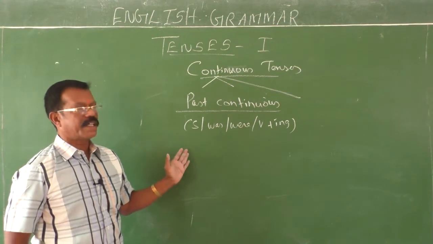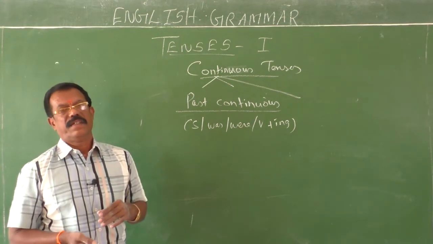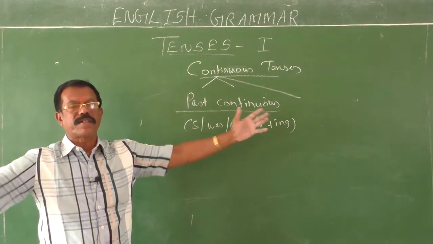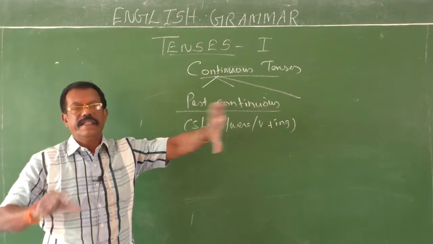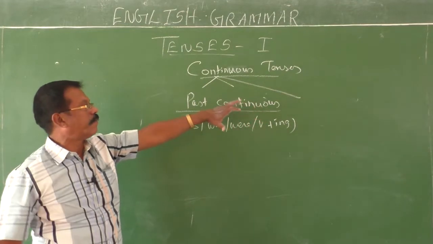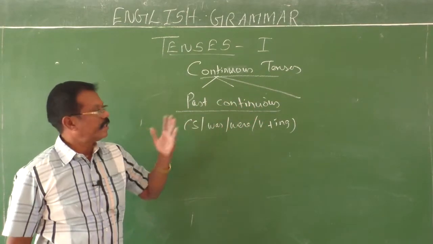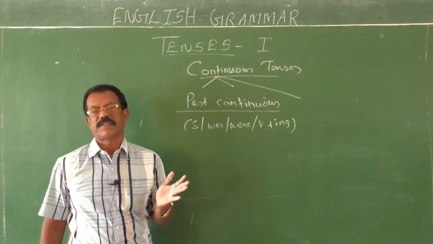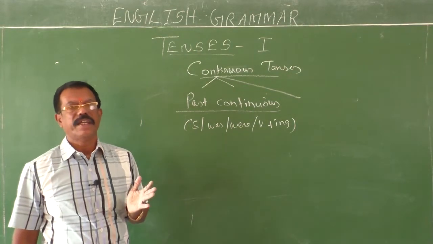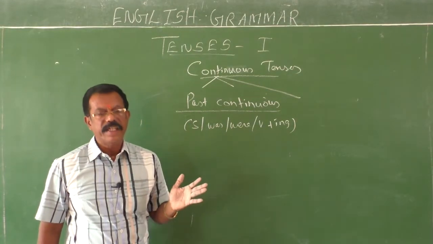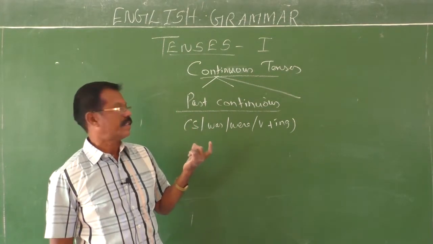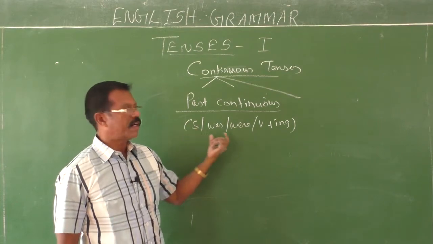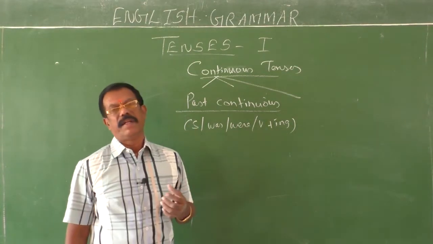We can use this past continuous tense only with the past tense. So when we have two past actions, one is long, another one is very short. The long action can be expressed with the help of past continuous, and then the short action, the temporary action, is expressed in the form of simple past. Okay. So this past continuous tense is always used with the past tense. This is the formula for the past continuous tense: subject, was and were plus present participle.